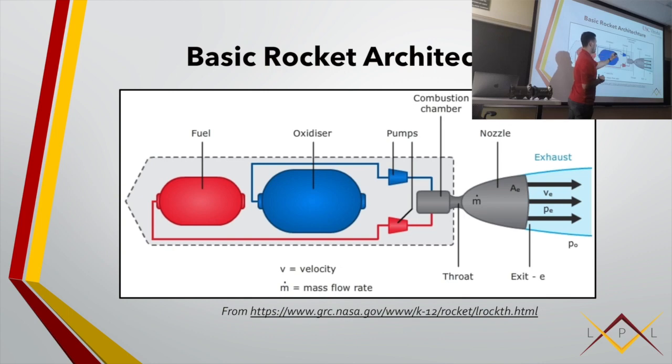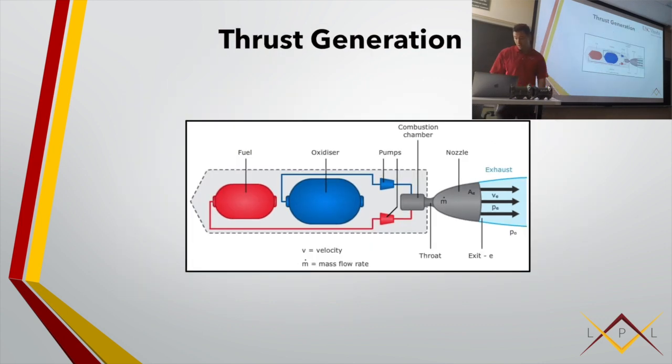Then you have your combustion chamber, and then the nozzle in your engine. So this is probably the deepest I'm going into the whole launch vehicle, and now we'll just focus on the engine itself. So, thrust generation.